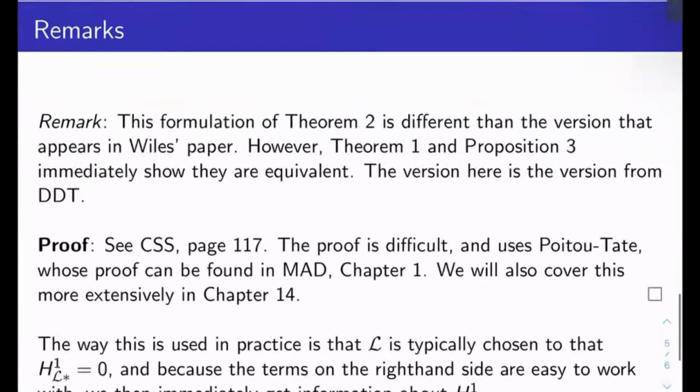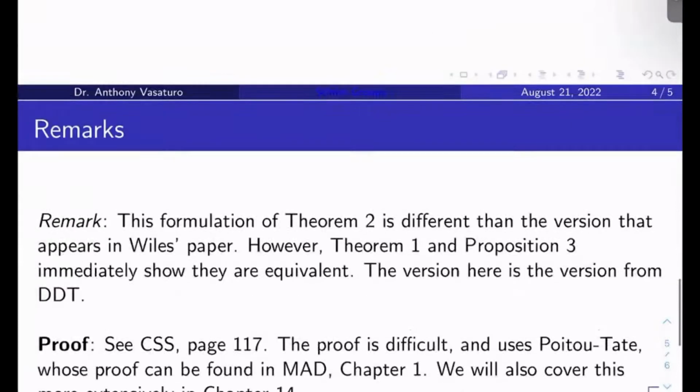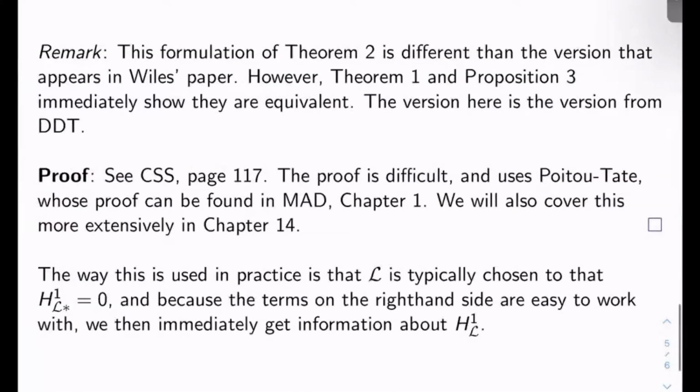Okay. All right, so just some quick remarks here. First of all, this formulation of theorem 2 isn't quite the same one that shows up in Wiles' paper and Wiles' proof, but theorem 1 and proposition 3 from previous videos immediately show that they're equivalent. So I'll let you investigate that yourself. That's just a technical point. The version that I gave here is from the DDT notes. If you'd like a proof, you can start by looking at CSS page 117. The proof is difficult. It uses some hard results from Tate found in Milne's Arithmetic Duality, chapter 1. We will talk more extensively about this result in chapter 14. Right now, I'm just kind of giving it to you.